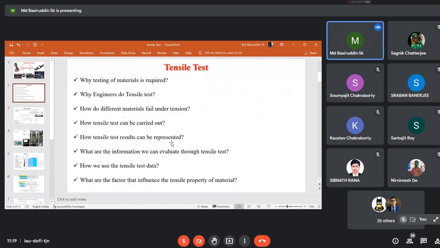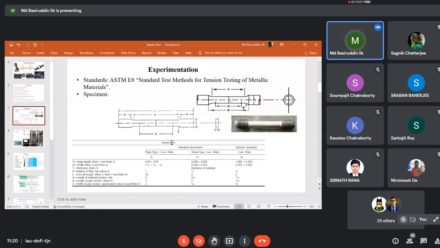Okay, the last thing: what are the factors that influence the tensile property that I already told you? These are the strain rate, the temperature, and the specimen dimension, which I am not talking about here. But the two main important factors are the temperature as well as the strain rate. Right? If I forgot any important points.